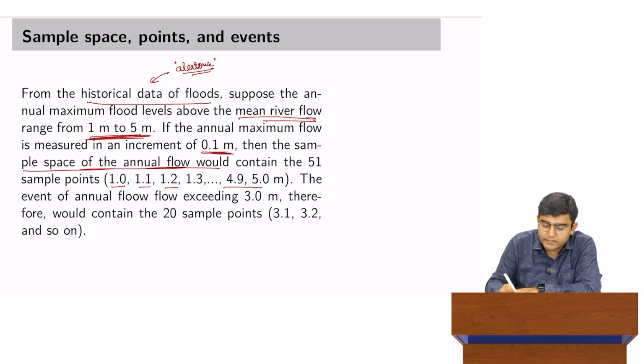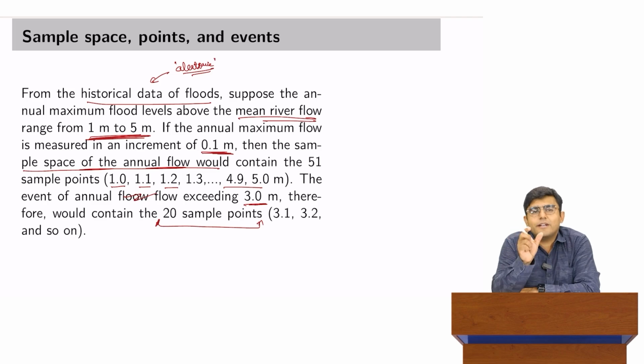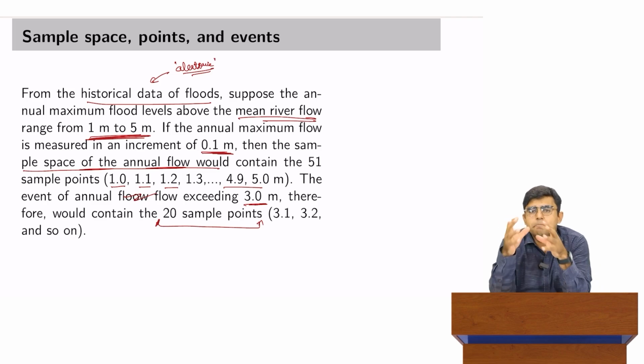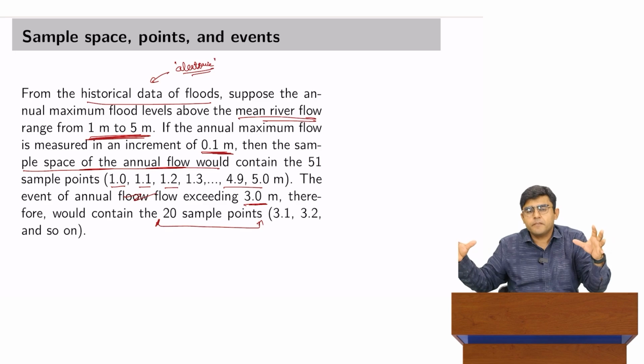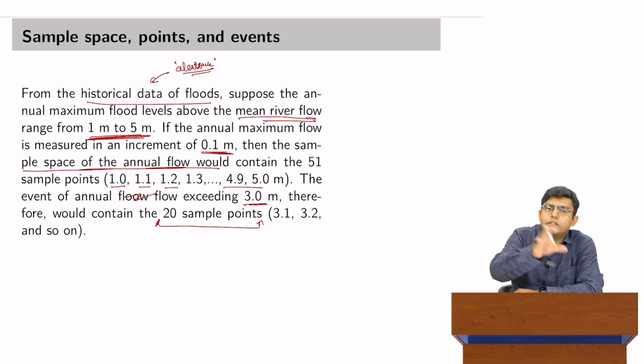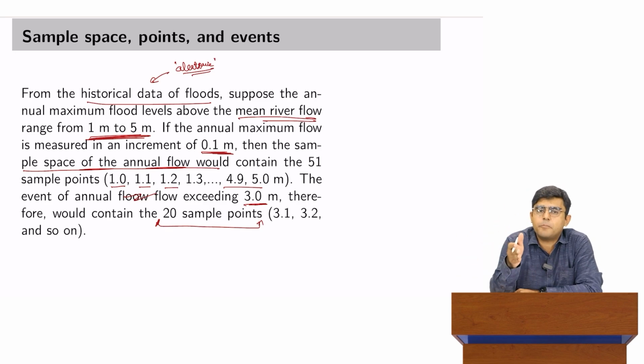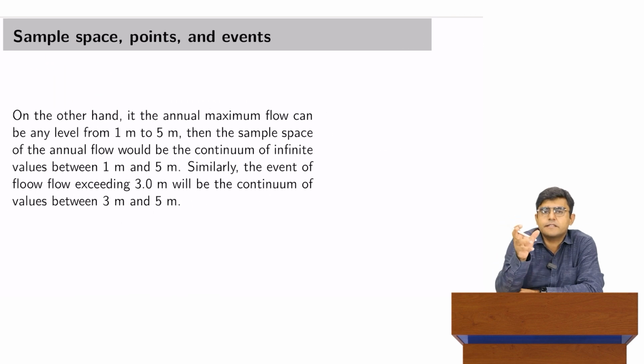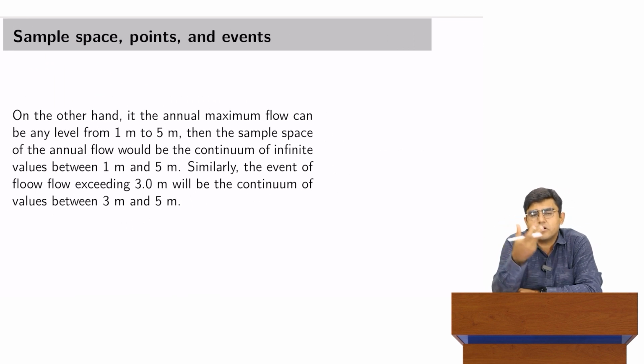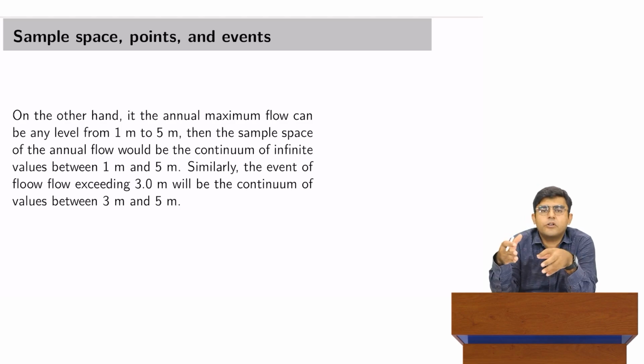And when we say that the event of annual flow exceeding 3 meters is considered a flood, we would reduce our event of interest to 20 sample points. So sample points can be many and an event can be a subset of these sample points, depending upon the thresholds that we have chosen for a particular event to be considered as an individual cluster of similar kinds of possibilities getting realized.